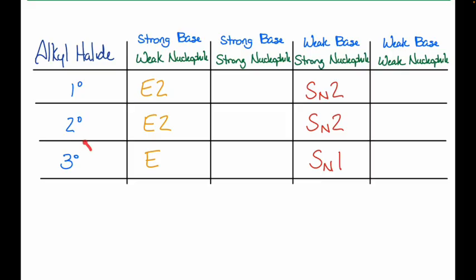It turns out that for tertiary alkyl halides, although they can undergo E1 reactions, if you have a really strong base present, that deprotonation step is faster than waiting for the leaving group to just fall off and form that carbocation. So these will also undergo E2 reactions under those conditions where you have a strong base.